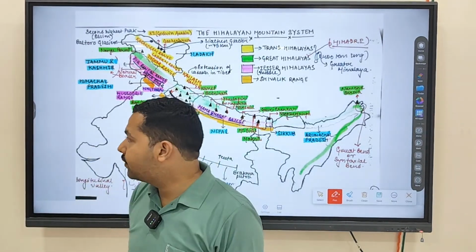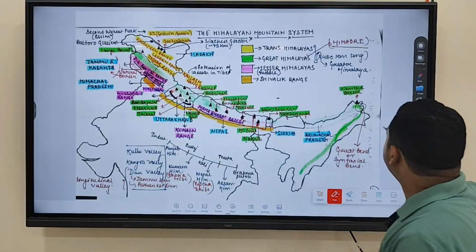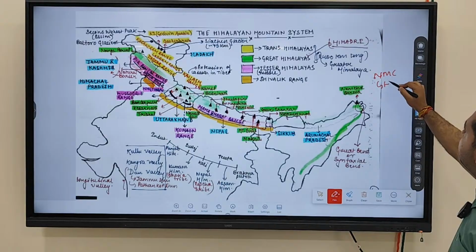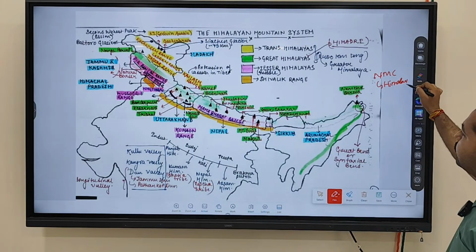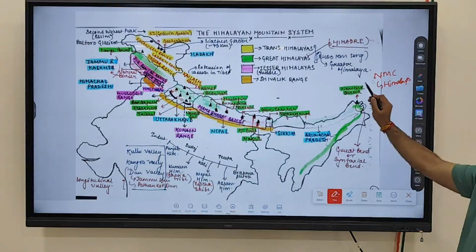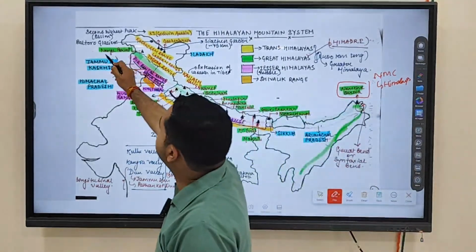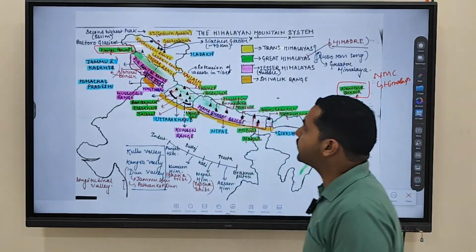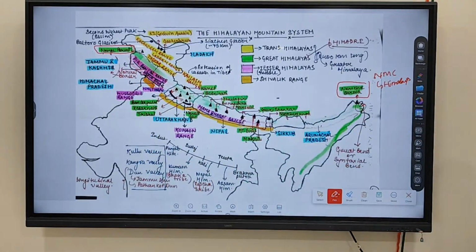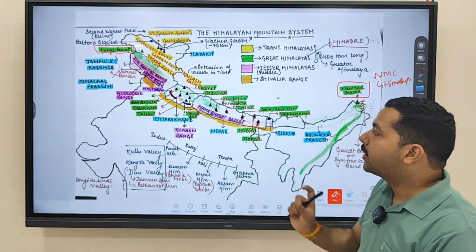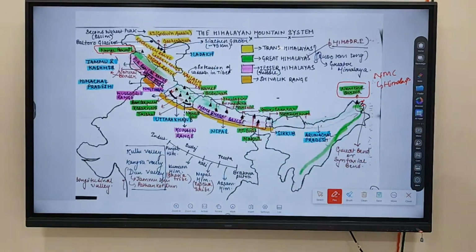Then we started with the concept of northern mountain complexes, and in that we started with the concept of Himalayas. We discussed the extension of Himalayas in the last class. It is extending from Nanga Parvat to Namcha Barwa. So this is where you are finding Namcha Barwa, and this is Nanga Parvat. From Nanga Parvat to Namcha Barwa, this is the extension of the Himalayas that you have to keep in mind. Fine.